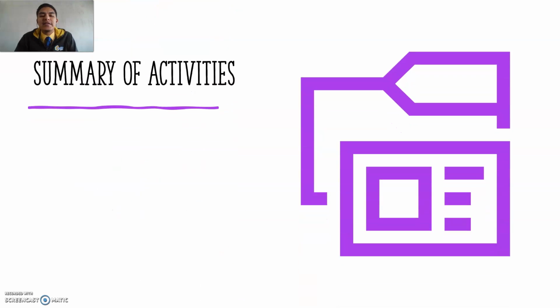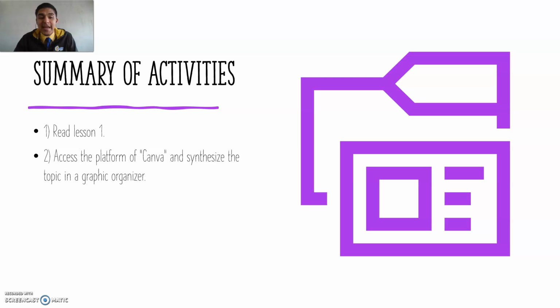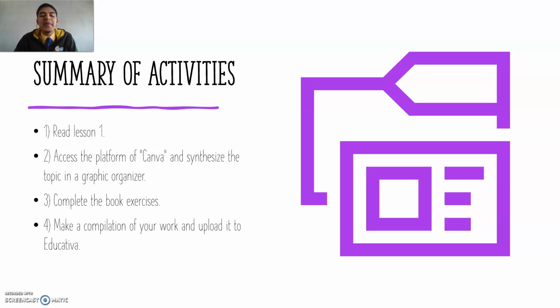Alright, and here you have a summary of activities. What do you have to do today? Number 1, read lesson number 1, of course. Number 2, access the platform of Canva and synthesize the topic in a graphic organizer. Number 3, complete the book exercises. And number 4, make a compilation of your work and upload it to Educativa. So, very important. Today you don't have to make a summary itself, but you are going to be working with a graphic organizer in Canva.